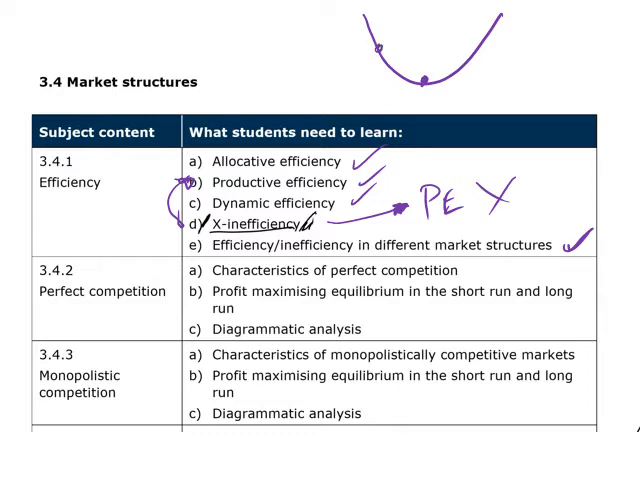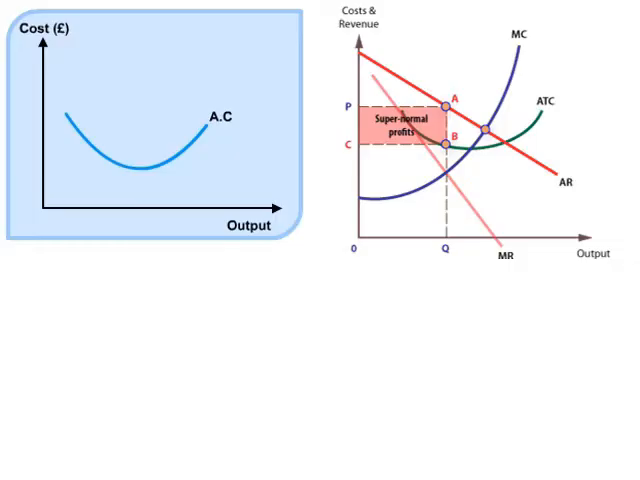So being at this point isn't productive efficient, and being at that point is, but it's a little bit more than that in terms of not operating at the lowest average cost. So the definition is not operating at the lowest cost. But I'll just show you a graph that might explain this a bit differently.